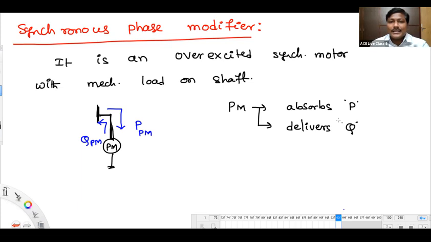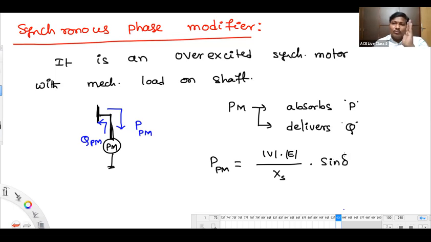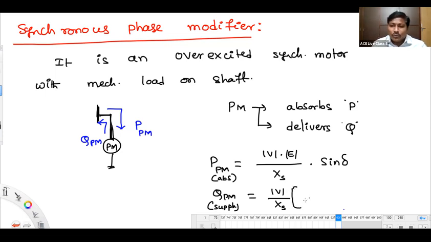Let's write equations for these things. PPM and QPM equations, similar to synchronous motor equations. PPM, same equations of synchronous motor I am writing: mod V, mod E by XS into sine delta. What is QPM? It is absorption here and this is supply. What is the QPM formula? Mod V by XS into mod E cos delta minus mod V.